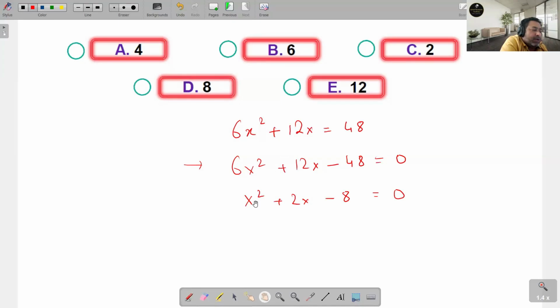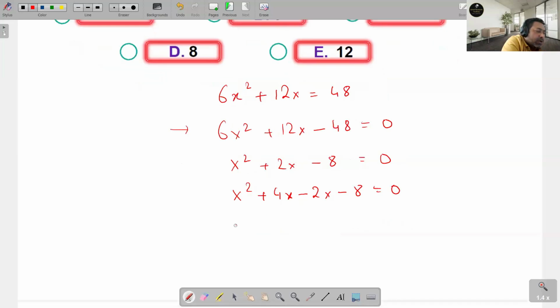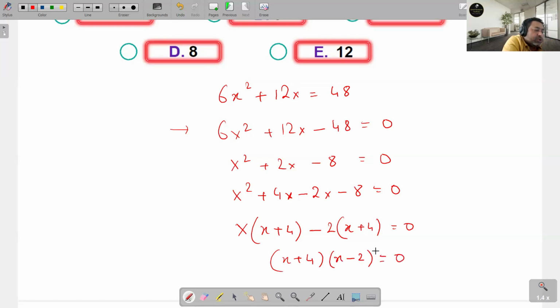All right. Now here we see that 1 into minus 8 is minus 8. How can we do this as a plus and minus? So you can have this as x square plus 4x minus 2x minus 8 is equal to 0. We are going to apply simple factorization here, which will give us x common, x plus 4, minus 2 common, x plus 4 is equal to 0. Therefore we can say that x plus 4 is common in both of them. So we'll take x plus 4 as common and we'll get x plus 4 times x minus 2 is equal to 0.